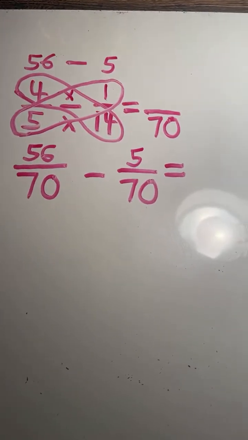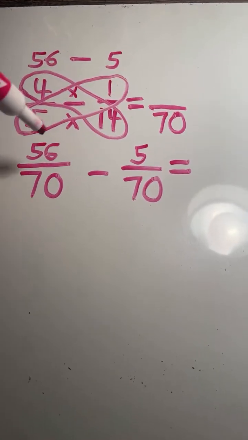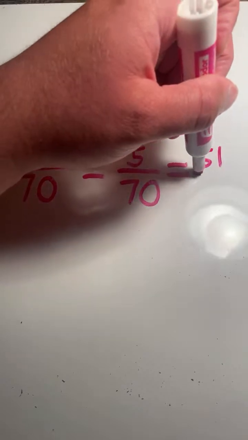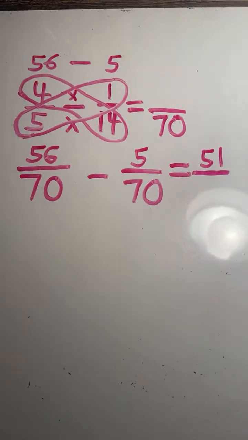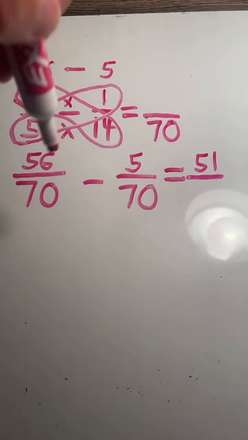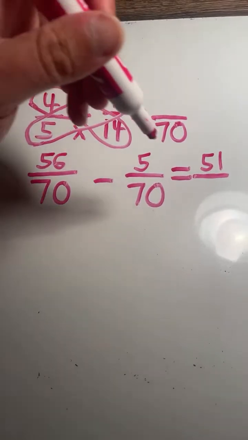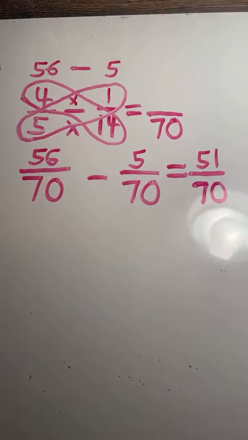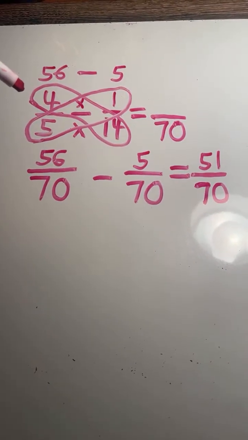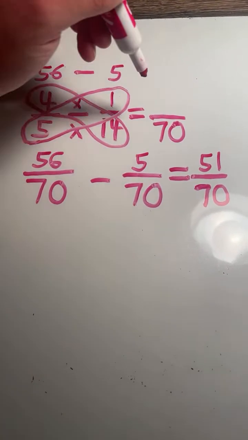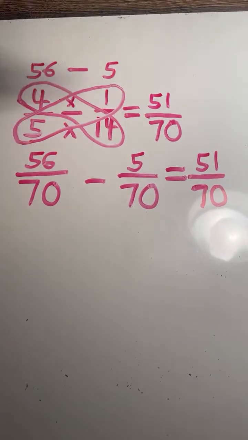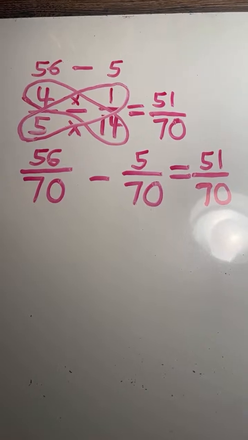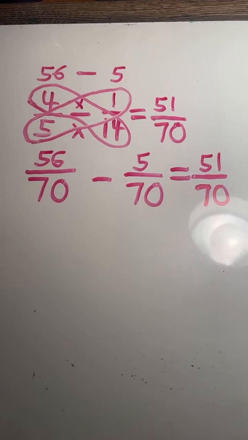And now we are ready to subtract. So 56 minus 5 equals 51. Now that we have a common denominator, our denominator will stay the same number on the bottom of the fraction. So we have our answer. 4/5 minus 1/14 equals 51/70.